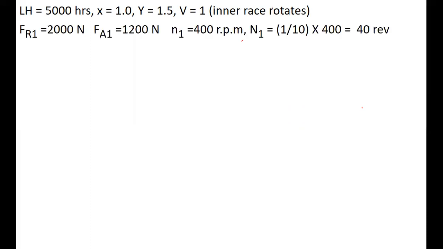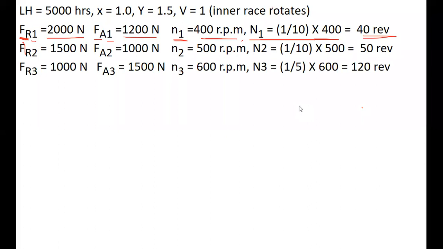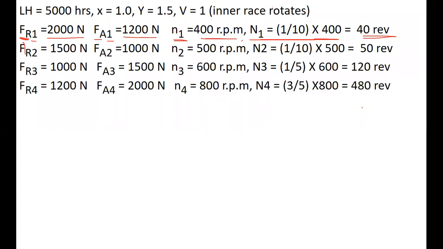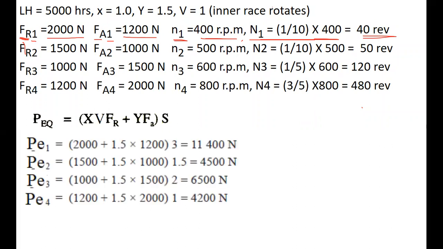So for the first bearing, FR1, this is the radial load. So FR1 is 2000 Newton. Axial load for first cycle is 1200 Newton. First cycle RPM is 400 RPM. So 1 by 10 into 400, you will get the revolutions as 40. Same way for 2, same way for 3, same way for 4. We will use this formula. So for all of them, I have found out as P1, P2, P3, P4.